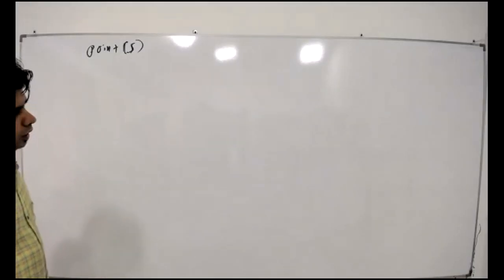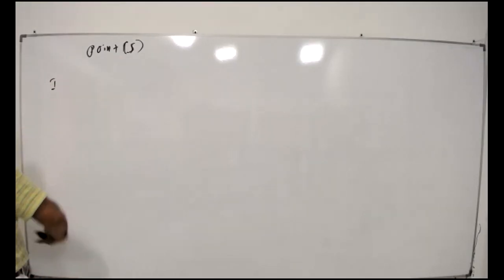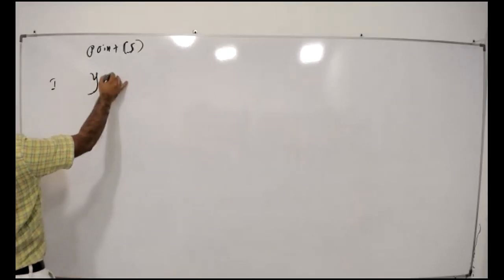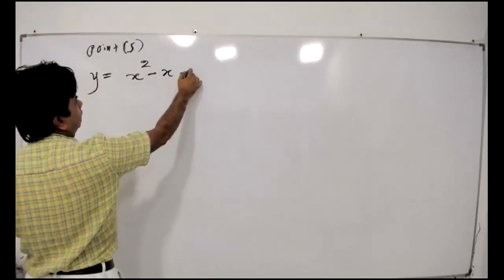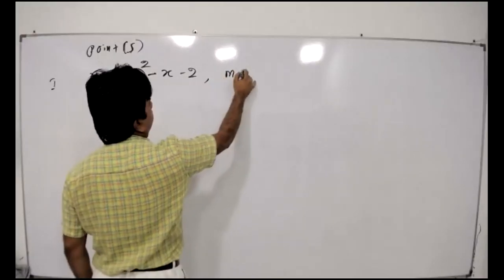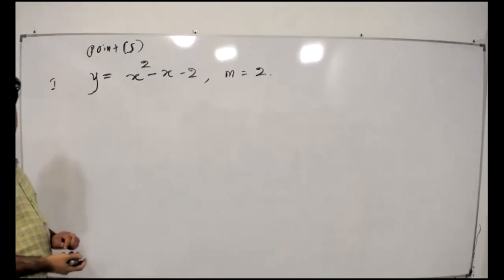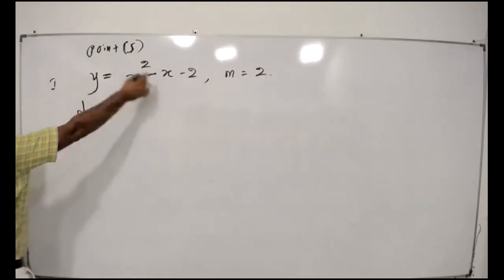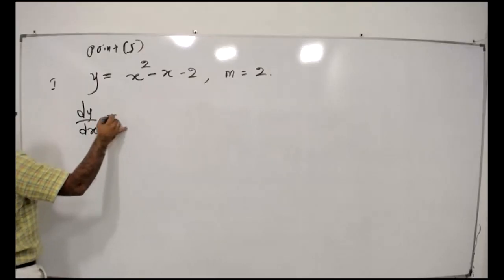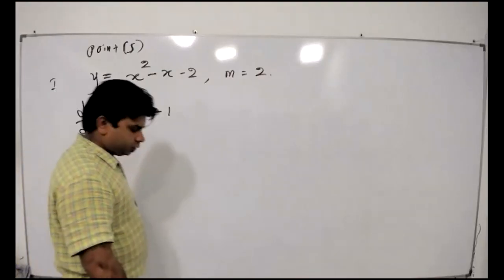Okay, now, first one. y equals x squared minus x minus 2, and the gradient equals 2. Now understand how we get this. You know that if you are given the function, we have to go for the gradient function. So what is the gradient function actually? 2x minus 1, clear? 2x minus 1.